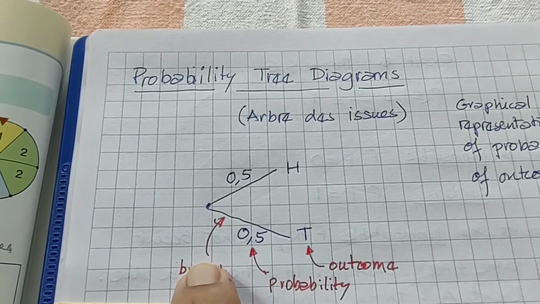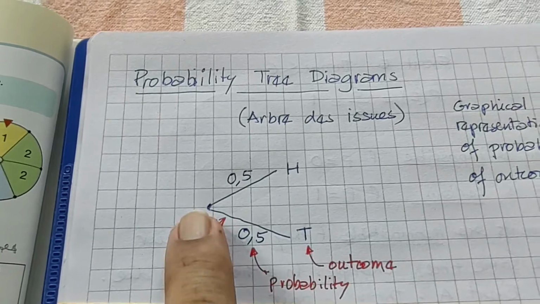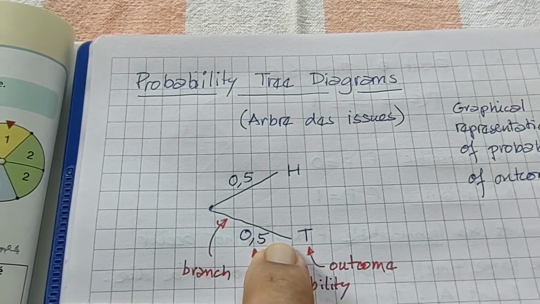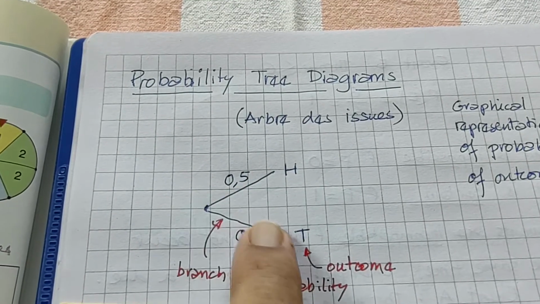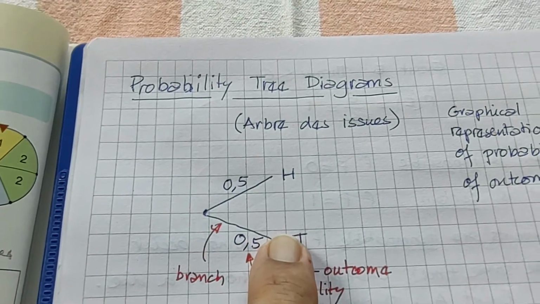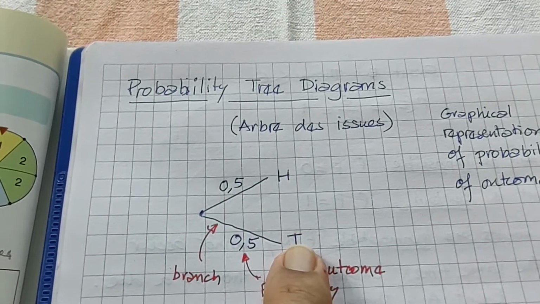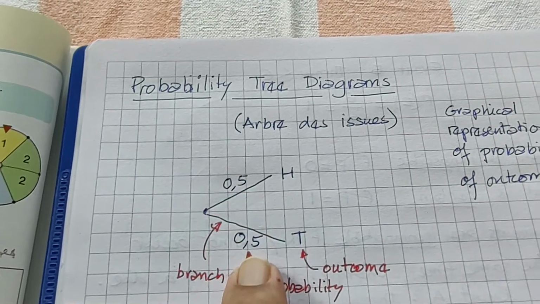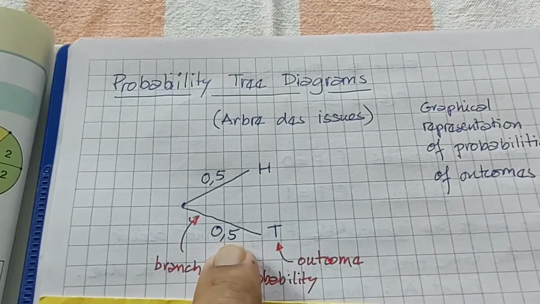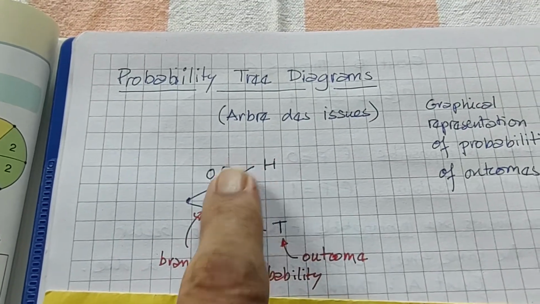Each line is a branch, and then below each branch you write the probability of that branch or that outcome taking place. So when you have two branches for tossing a coin, then you have H and T, two outcomes, and you have probability of 0.5 there and probability of 0.5 here. So this is a simple tree diagram.